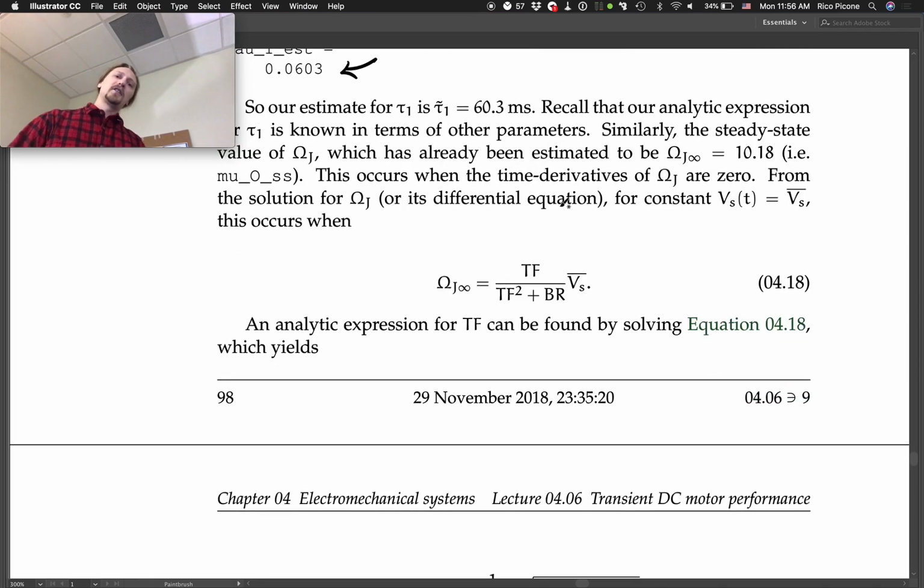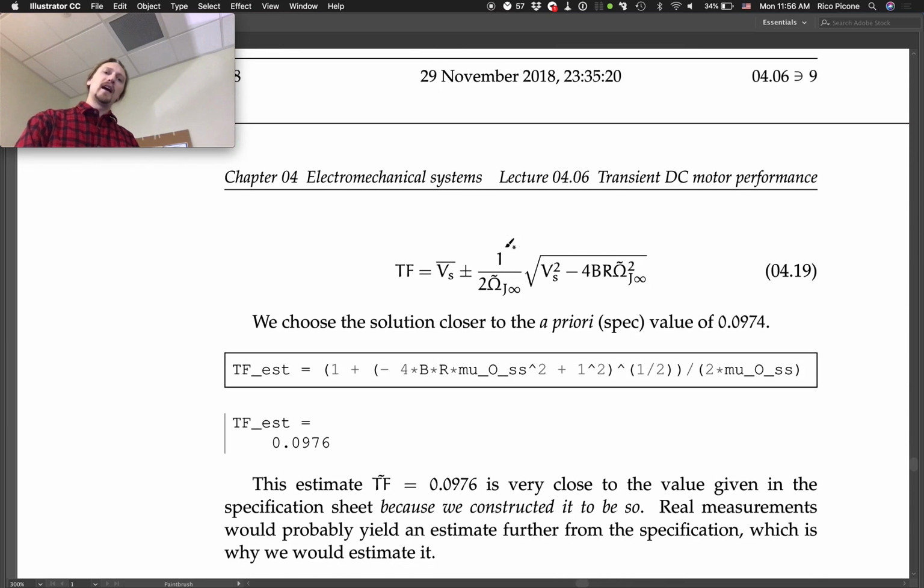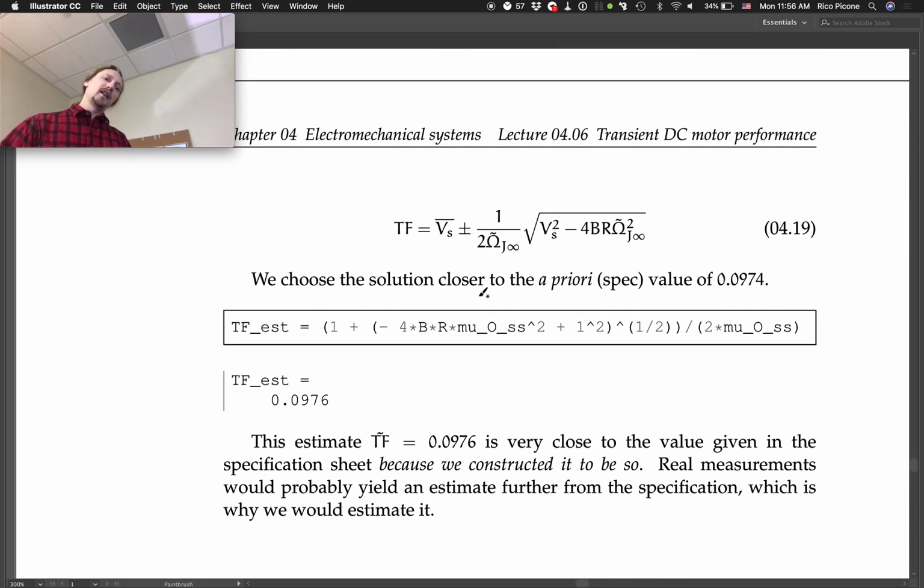Okay. Then I show you how to go from omega j infinity to TF. And that gives us an estimate of this transformer ratio, which is very close to the one that we baked in because we constructed it to be so. But your real measurements would yield an estimate probably further from the spec. Mine came out to be 0.0976. One of the spec sheets says like 0.097 something else. And your estimates are going to be probably more different than this, but it shouldn't be that much different. Maybe like 20% would make sense. So that's a good check on your calculation to make sure it should be close to this.